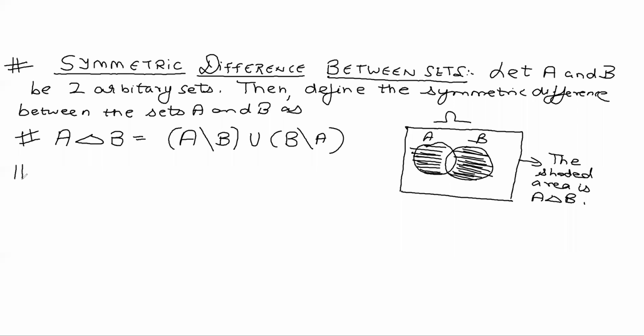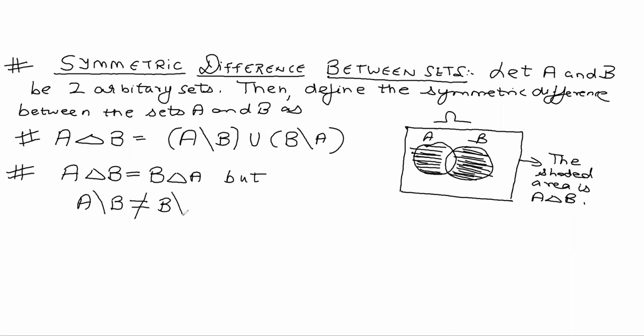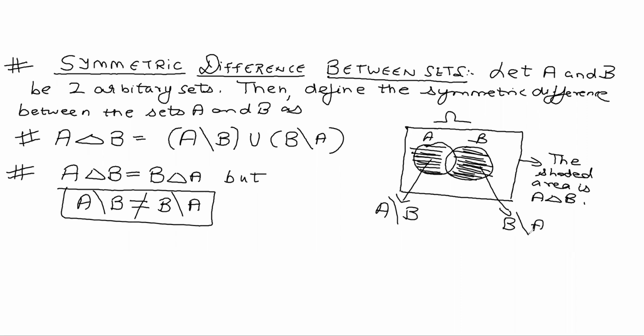An important point to note: A symmetric difference B is equal to B symmetric difference A. But A but not B is not equal to B but not A. This is A but not B. This is B but not A. A but not B is not equal to B but not A. But the symmetric difference is equal. Whether you do A triangle B or B triangle A, you will get the same answer.